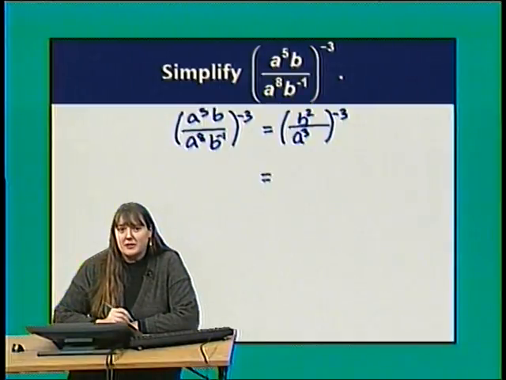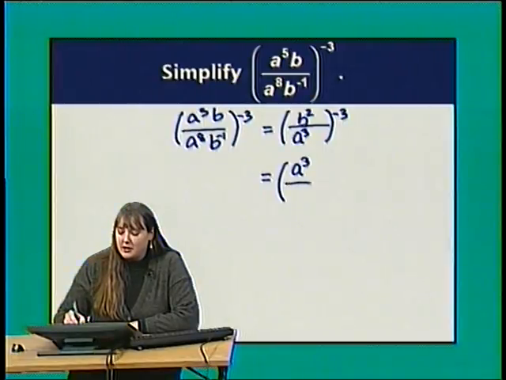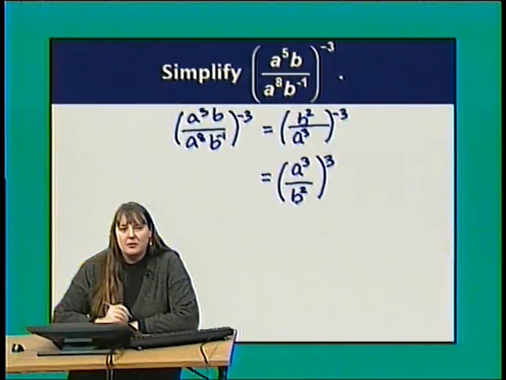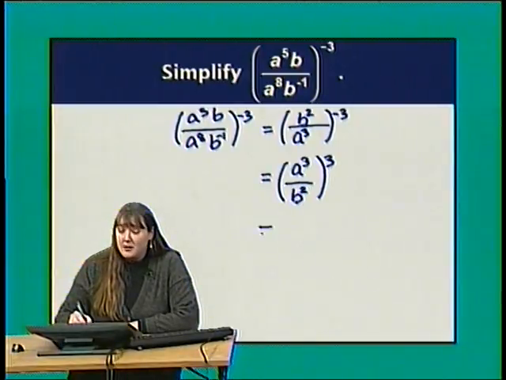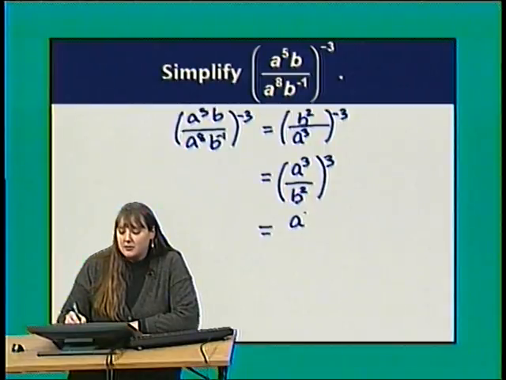Remember, the quickest way to simplify this, to make that negative 3 exponent into a positive 3, is to take the reciprocal of what's in parentheses. So in parentheses, we change this to a cubed over b squared, and now we have this raised to the power positive 3. Exponents distribute over division, so I have a to the 3rd cubed, which is a to the 9th, over b squared cubed, which is b to the 6th.